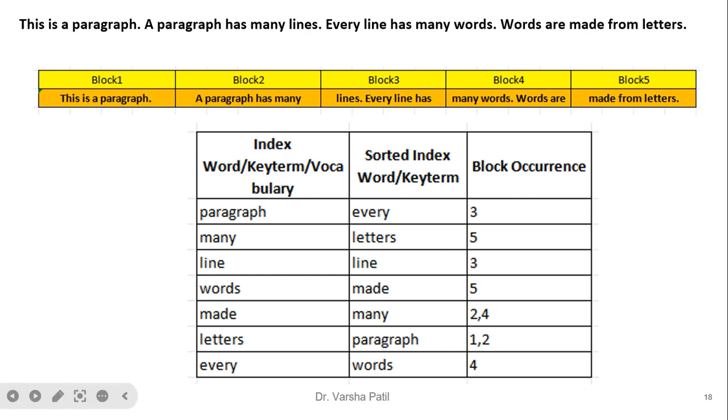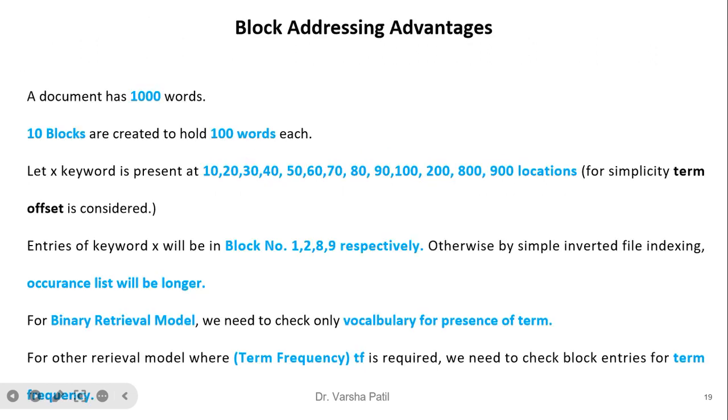Now here we are keeping the same vocabulary, and instead of the occurrences we are writing just the block number. So for example, every is coming in block 3, then many is coming in blocks 2 and 4. So in that way we are not writing the particular byte offset or the word number, but we are writing that particular block. Here we are only getting the block number. To search inside, we require to go for online text searching.